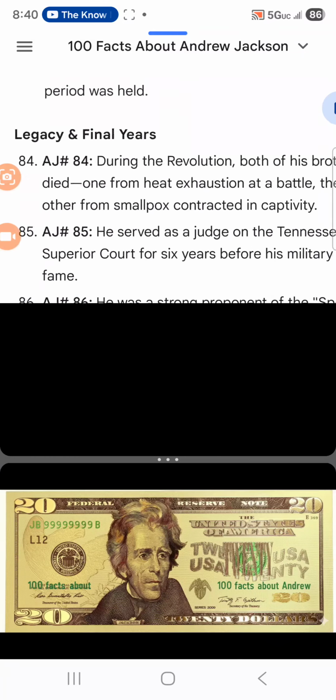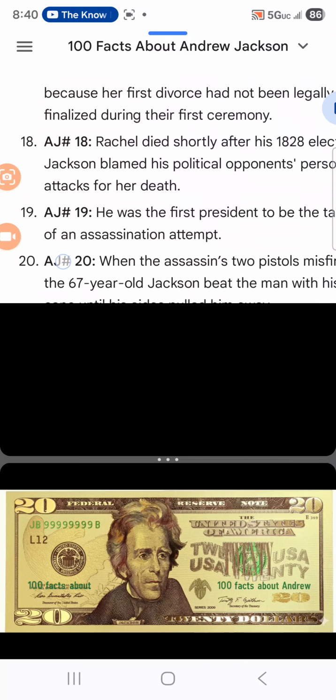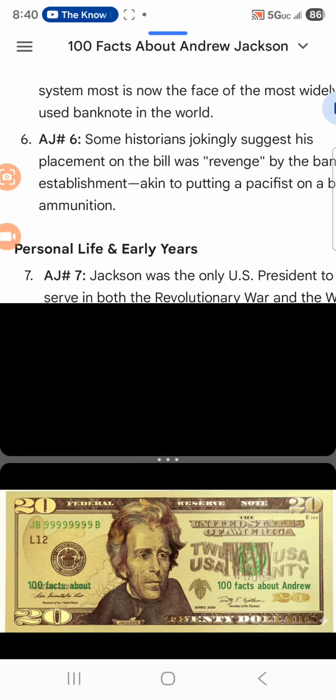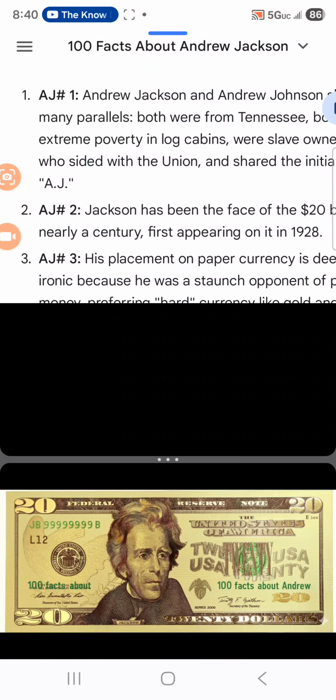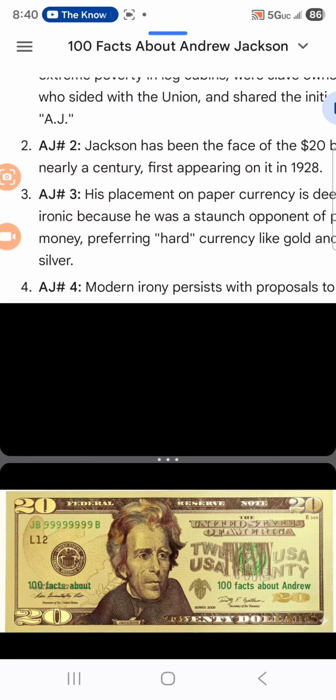Jackson and Andrew Johnson share many parallels. Both were from Tennessee, born in extreme poverty and log cabins, were slave owners who sided with the Union and shared the initials AJ. AJ number 2. Jackson has been the face of the $20 bill for nearly a century, first appearing on it in 1928.